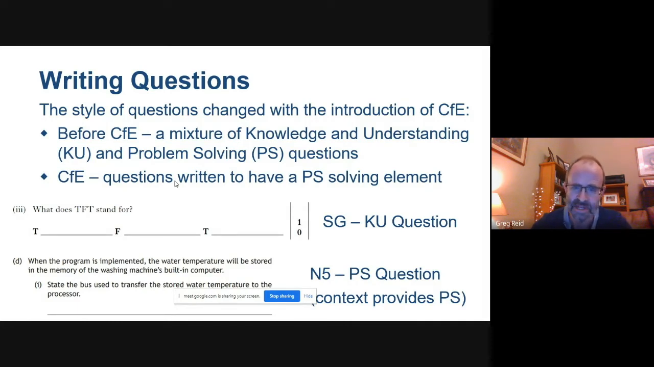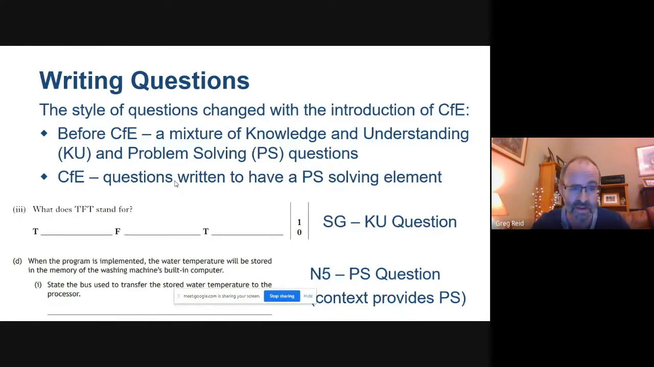And with CFE, we wanted to change that up so that computing, which is a problem solving subject, should be reflected in the exam. And we were working with people in universities who were suggesting different ways of doing things, and there were a few committees involved. But there's two examples there. So the top one's very much a knowledge and understanding question.